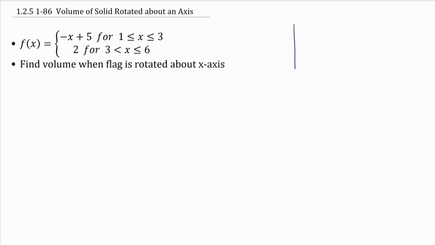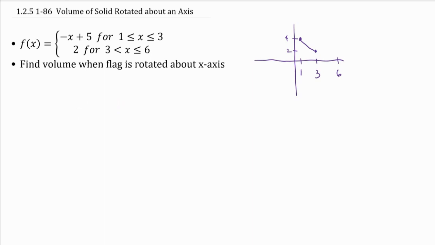So I'm going to draw a quick sketch. So I have negative x plus 5 from 1 to 3. So if I plug in 1, I get negative 1 plus 5, which is 4. And if I plug in 3, negative 3 plus 5 is 2. So I have that line. And then from 3 to 6, I have y is equal to 2.